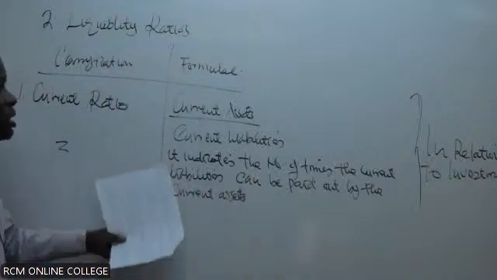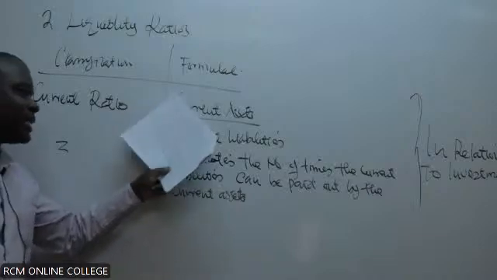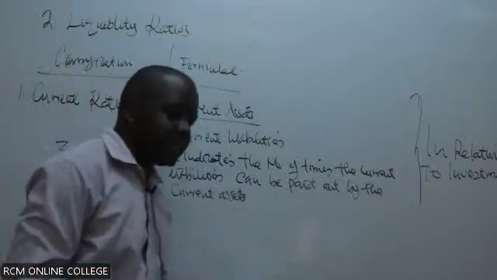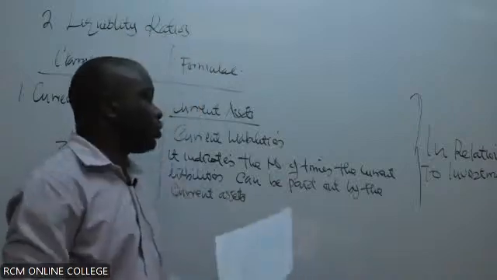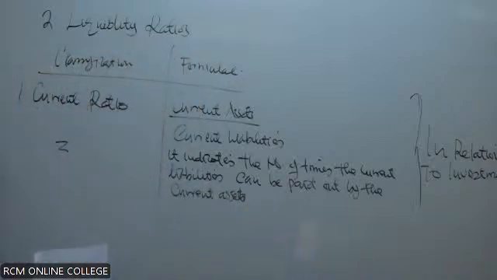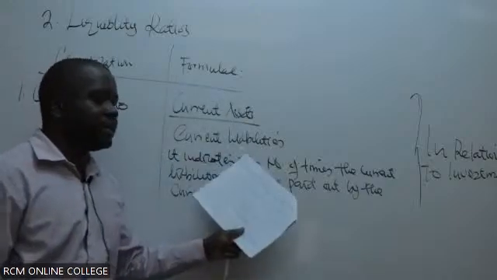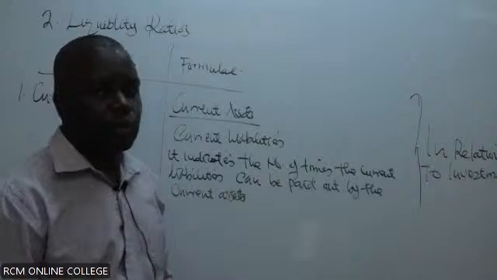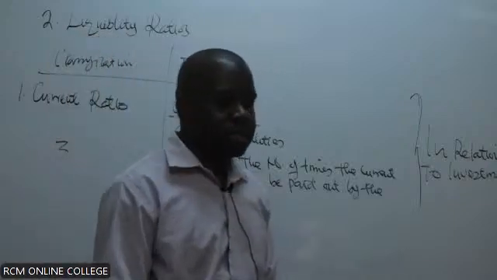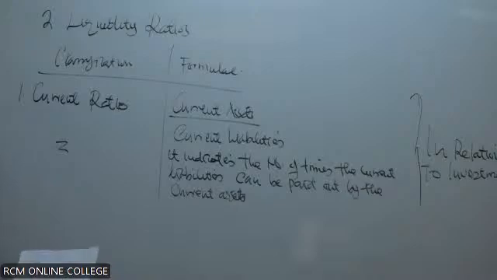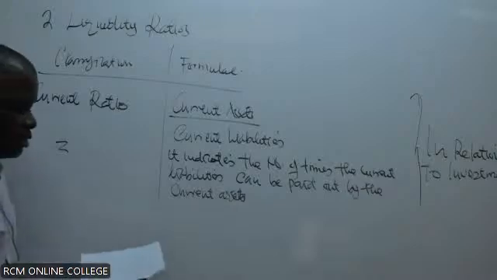So how many times can your current assets cover your current liabilities? The most recommended or ideal ratio is normally 2 to 1. So if you're operating between 2 to 1, then that is okay. If your current assets are double your current liabilities, then that is quite okay. So 2 to 1 is the most ideal ratio you should operate within, so that you can cover your current liabilities.